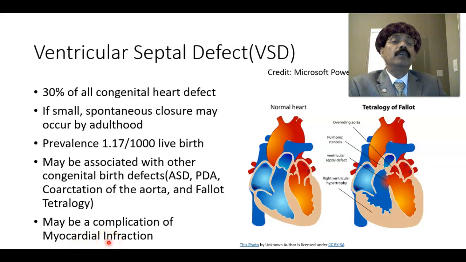In an adult, if the person has myocardial infarction, there will be necrosis of the muscle here, and following necrosis, there will be shunt from the high pressure left side to the right side. So it is not always congenital, it may be acquired after a myocardial infarction, or MI.